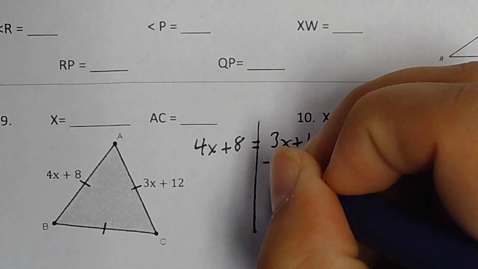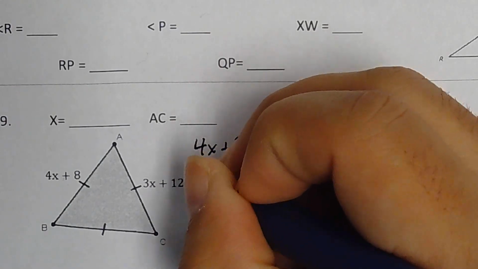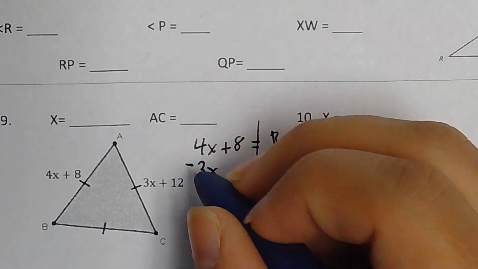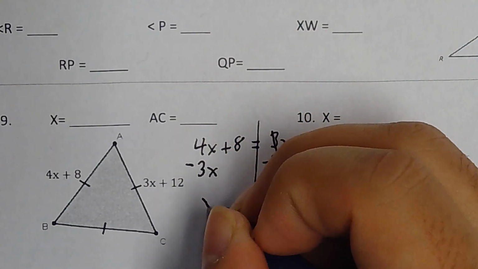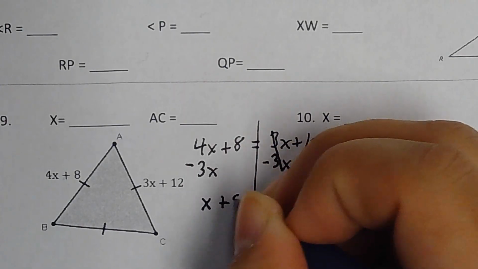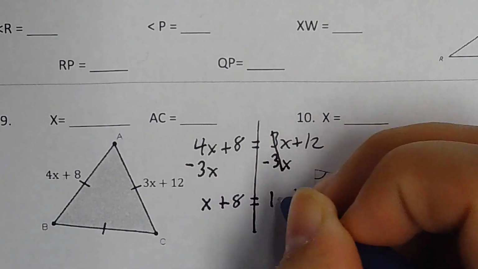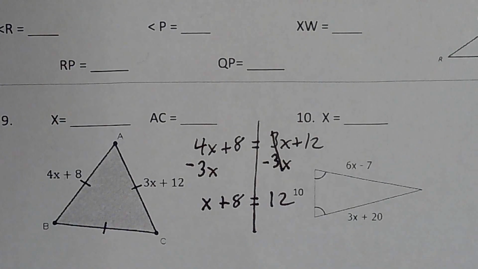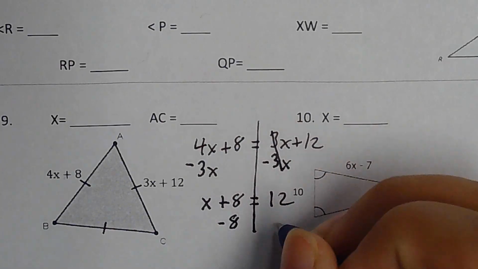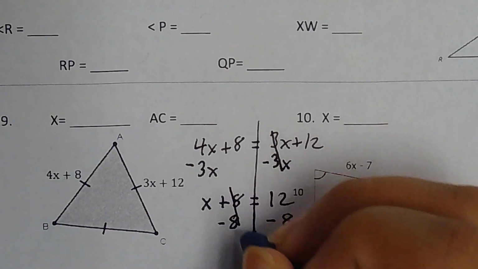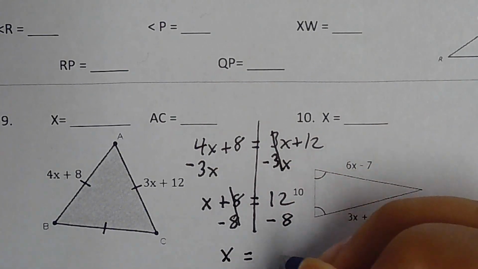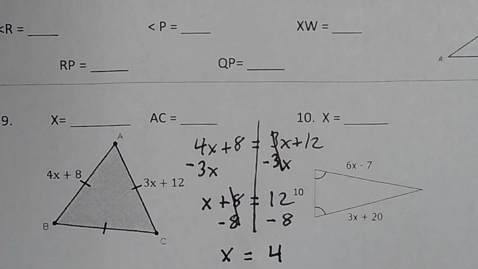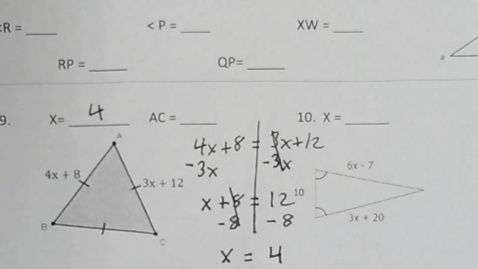So I'm going to subtract 3x on both sides. 4 minus 3 is 1. From there, I have my x's on one side. I need to get the constants over here on the right. So I'm going to subtract 8. So I have x equals 4. So that's going to be the first part of this.